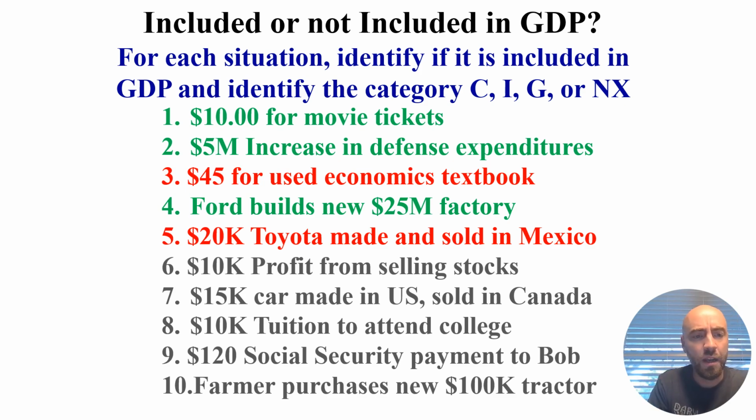Number six, $10,000 profit from selling stocks. So the important thing to think about here is that stocks are a financial asset. They're not a good or a service. So no final good or service has been purchased here. So this would not be considered part of GDP.